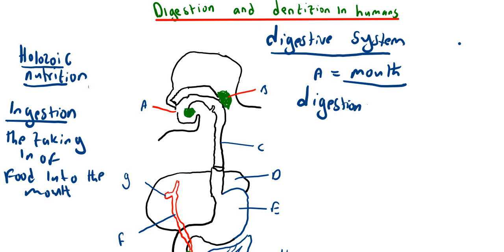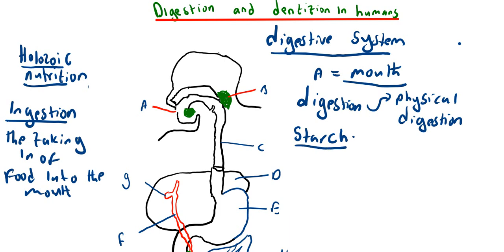What type of digestion, to be specific? That is physical digestion. Why are we calling it physical digestion? Because we are physically breaking down the large food particles into smaller ones. So if you have eaten food containing starch, a carbohydrate, there is this structure labeled B. This one labeled B is what we are calling the salivary gland.